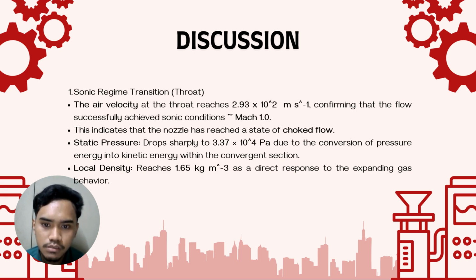The static pressure dropped sharply to 3.37 times 10 to the power of 4 due to the conversion of pressure energy to kinetic energy within the convergent section. And then the local density at the throat reached 1.65 kilograms per meter cubed as a direct response to the expanding gas behavior.